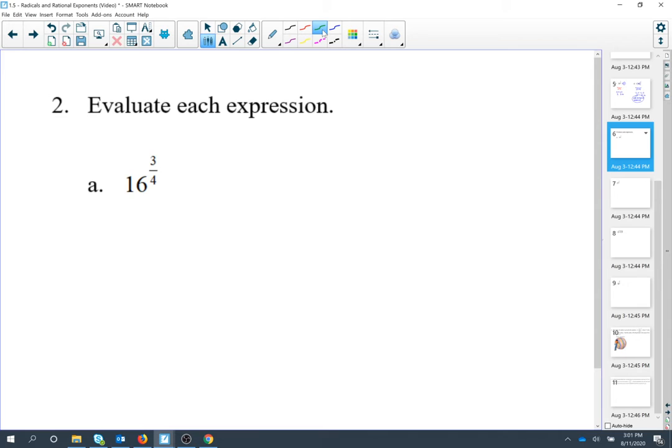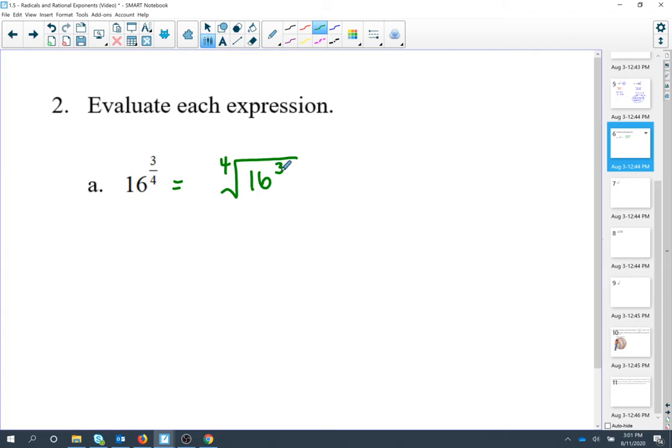If I'm just looking at 16 to the 3/4 power, I really don't know what to do with that. So the first thing I'm going to do is rewrite it in radical form. 16 is my base, so 16 is going to go inside. 4 is my denominator, so it's going to be my root, to the power of 3. You can put this in parentheses and raise the whole thing to the 3rd power, or I can just take my 16 and raise it to the 3rd power. Now, at this point, you can choose to either figure out the index first, or figure out the power first. It's completely up to you.